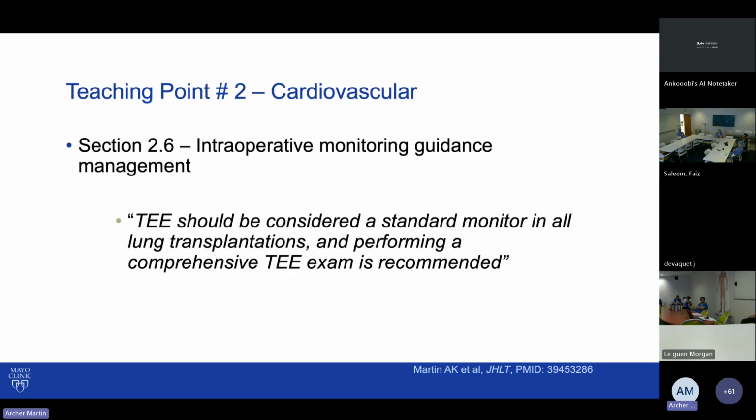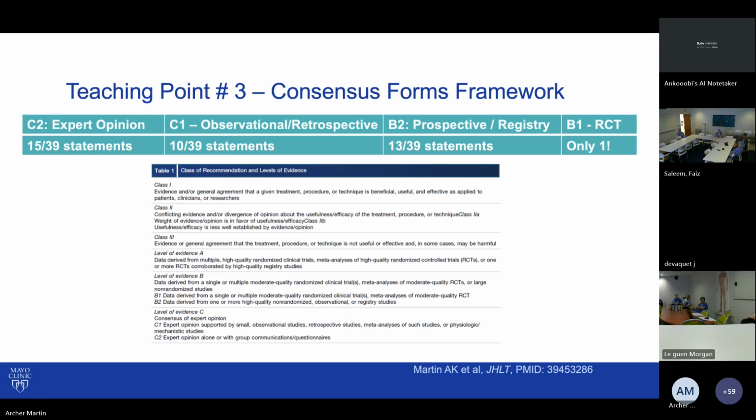As we look at monitoring, this is actually the first class 1 recommendation in the literature that TE should be used. Now, it's not that this is the first time someone says TE should be used. Many papers have described that, but no one's ever given it a class 1 recommendation. And our group said that we should consider TE a standard monitor in all lung transplants. Performing a comprehensive TE exam is recommended. Once again, we need to do this within the appropriate context and understanding of the impact of ECLS on the cardiovascular system.